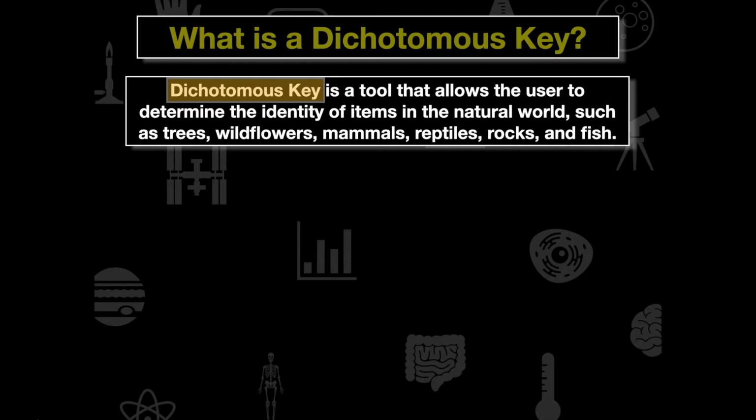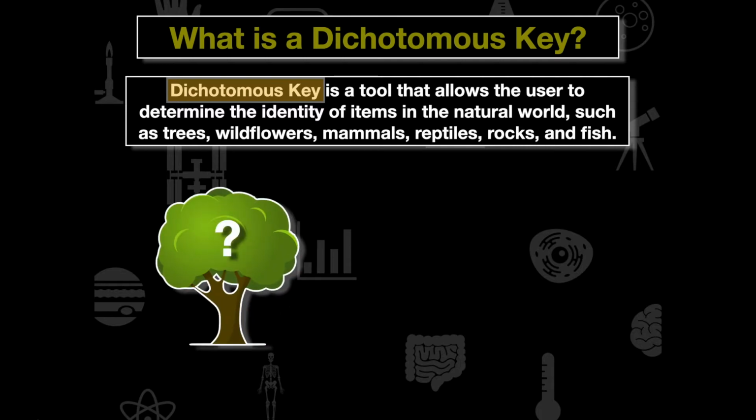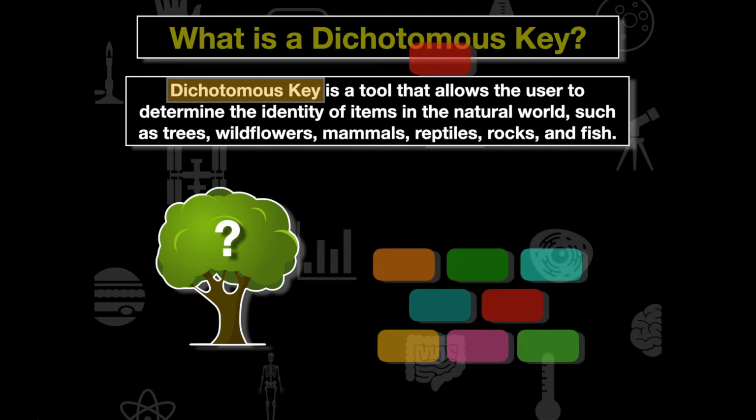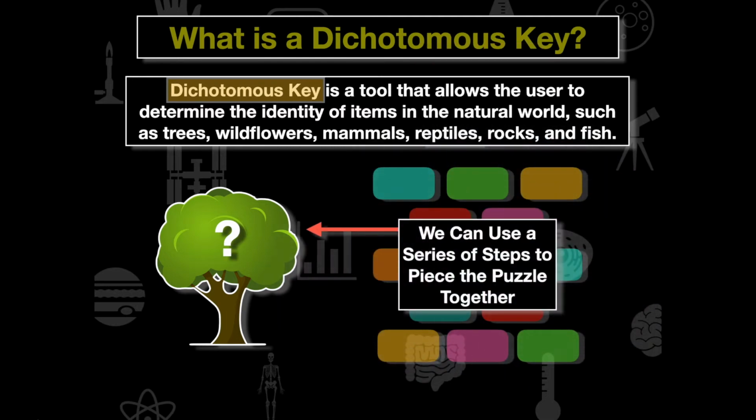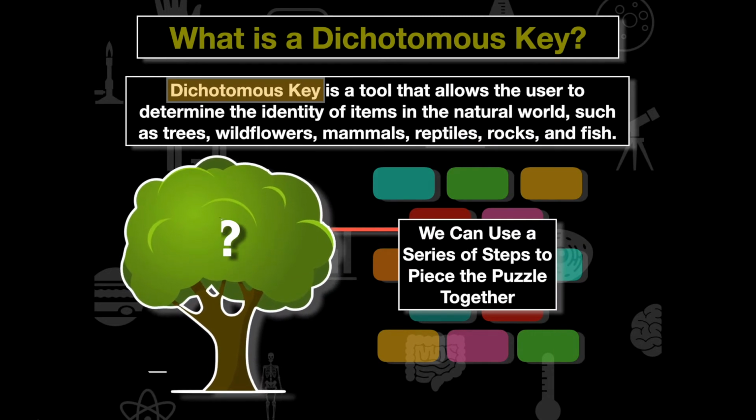So we can think of trees like in our project, wildflowers, mammals, reptiles, fish, rocks, anything that we're going to go through and categorize in our course, we're going to use this dichotomous key. So really what we're going to do is, in order to figure out the tree, we want to go through and piece all of these puzzle pieces together here. And the goal is to use the puzzle pieces and the clues that we have to figure out what the tree is. In this case, we can see this is a vector of an oak tree, but again, we're using these puzzle pieces and using these rules and these dichotomous keys to figure out what our tree is.